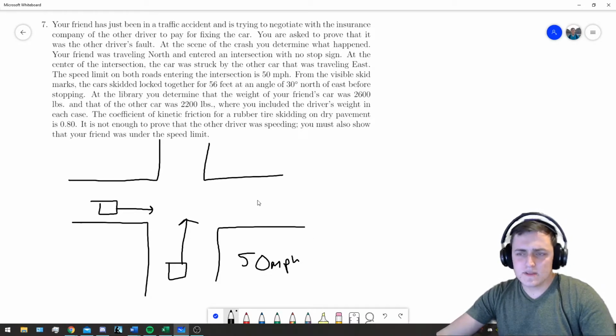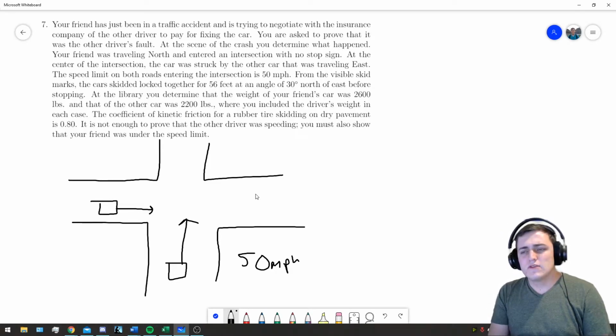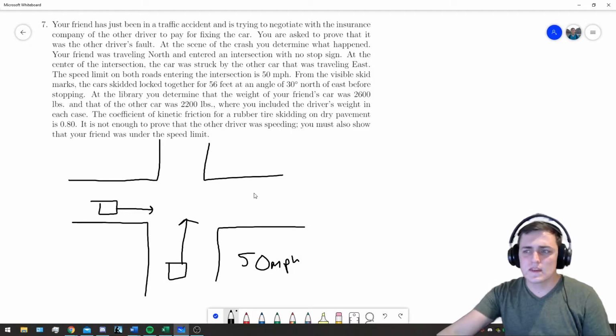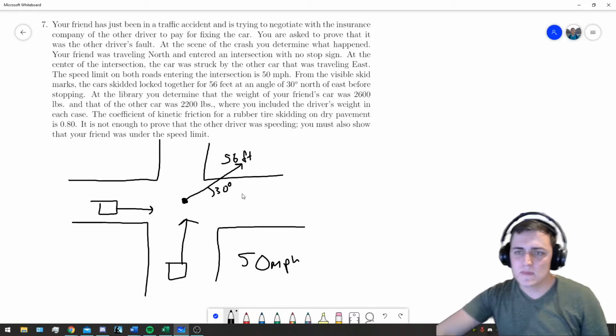They skid together, they sort of hit and they locked. And they traveled 56 feet at an angle of 30 degrees north of east before stopping. So they hit right in the center of the intersection, traveled 56 feet at 30 degrees north of east.